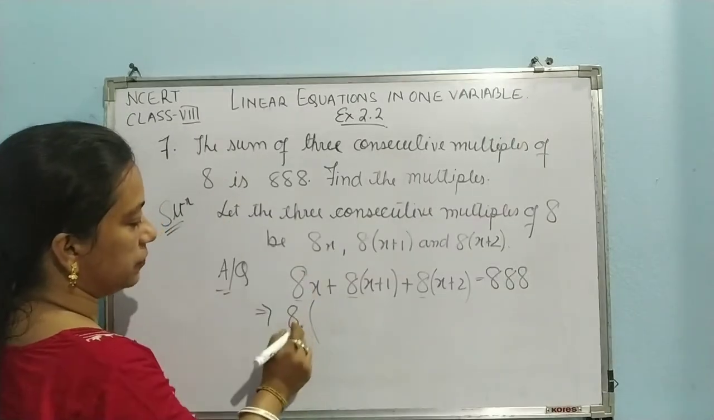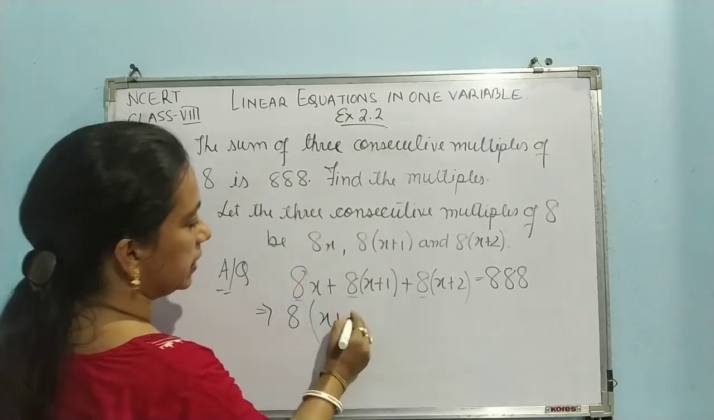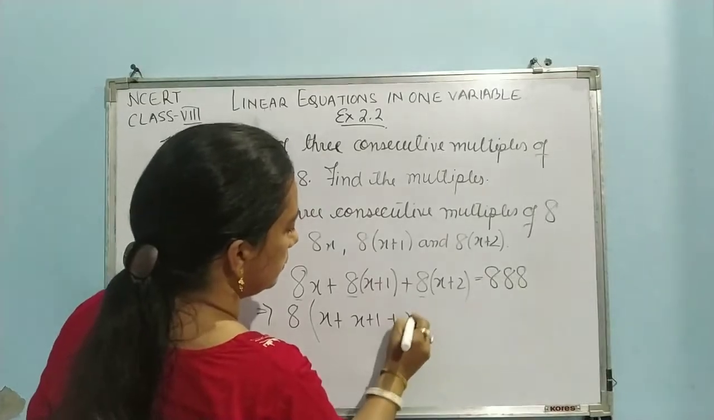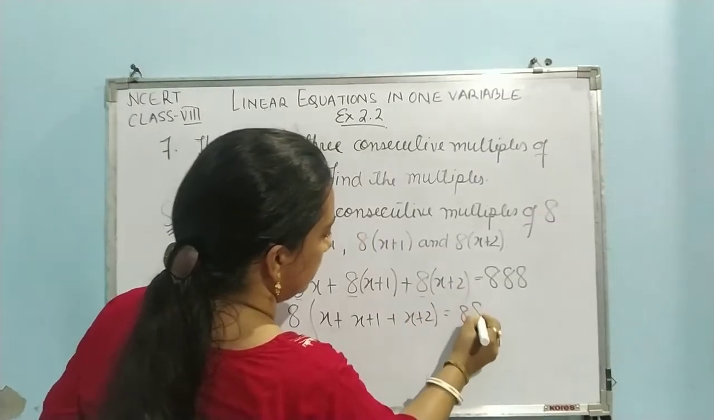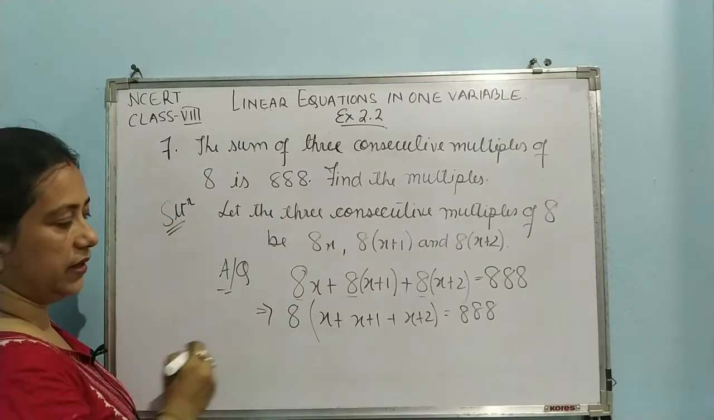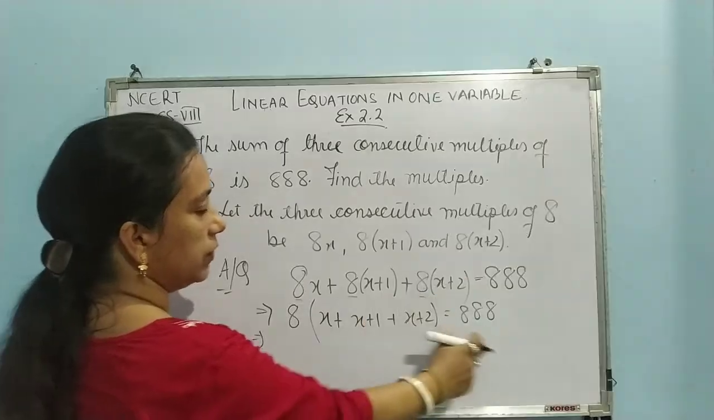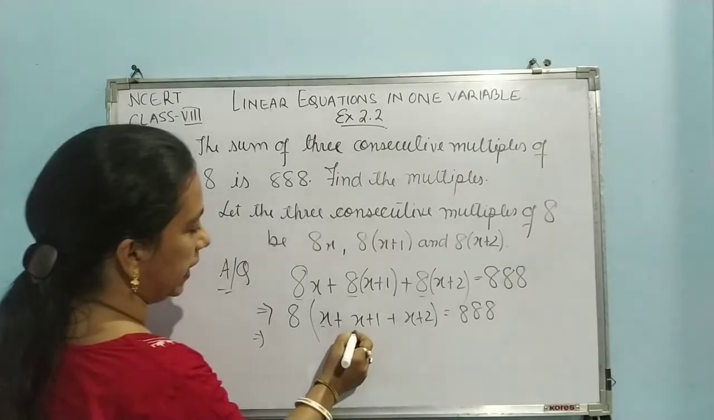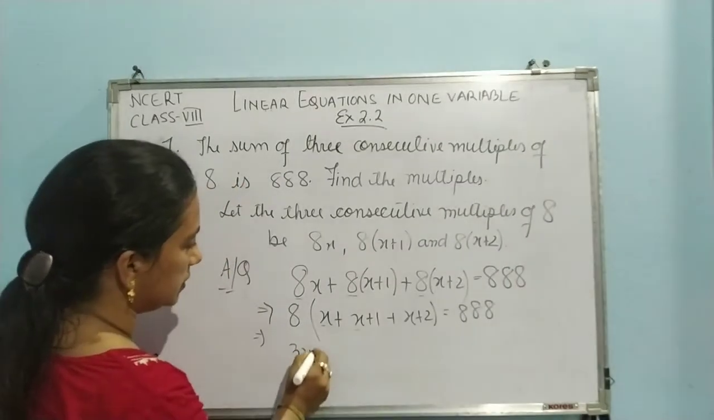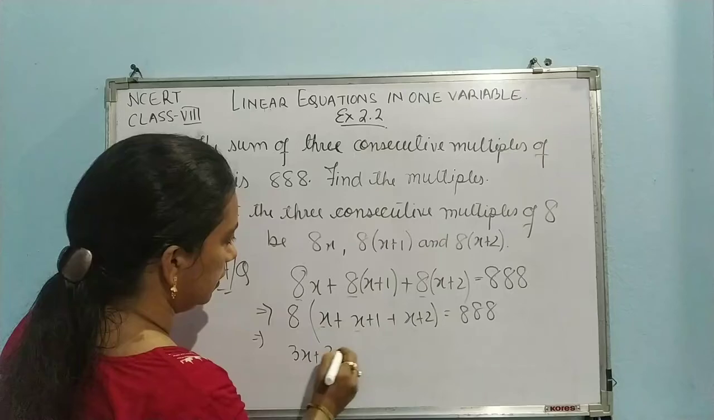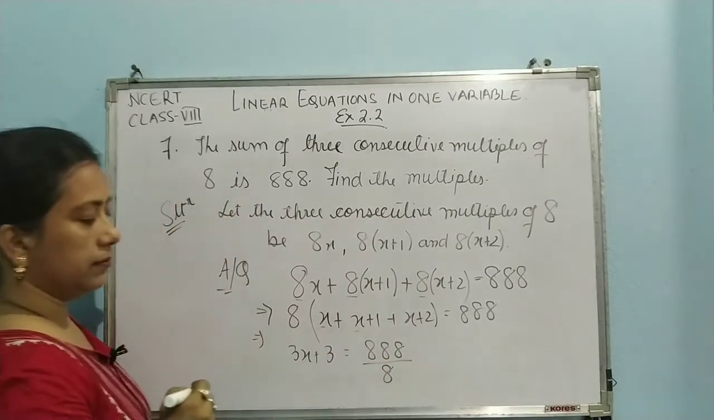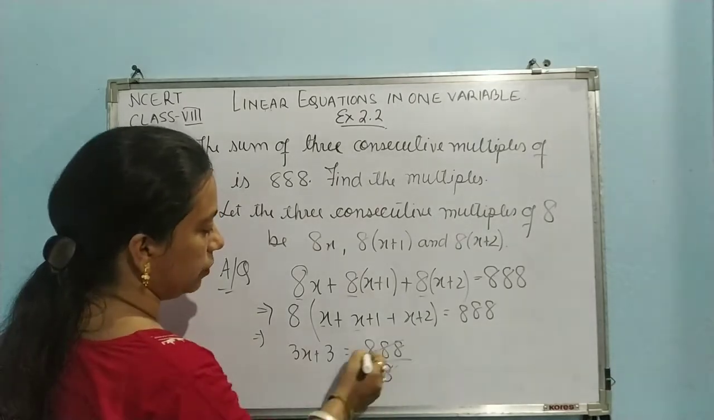So I have taken 8 from here, x is left. Again 8 taken out, x plus 1 is left. Again from here 8 taken out, x plus 2, isn't it? It has become very easy. So here again see 8 into something. If it changes its side, it will become the denominator. Just cross multiply. So now add x, x, x. How much? 3x. 1 plus 2, 3, equal to 888 divided by 8. Isn't it easier? Now we can go for cancellation.